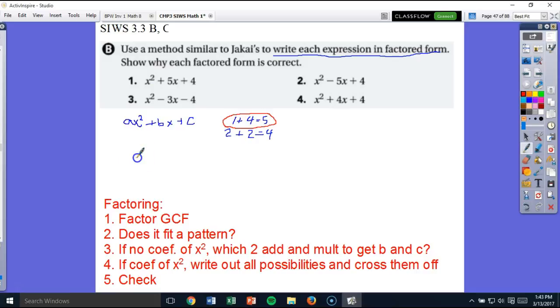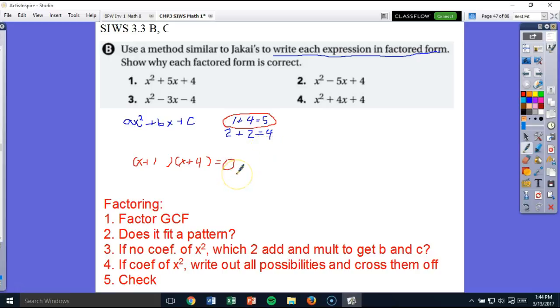So to factor this out, then we're going to have two sets of parentheses, and we'll have x for each one, and then because this is a positive and this is a positive, both of these are also going to be positives, and we'll put 4 in one of them and 1 in one of them. So there's 1 and there's 4. Now, this is now factored. It equals 0, or you can have it equal y.